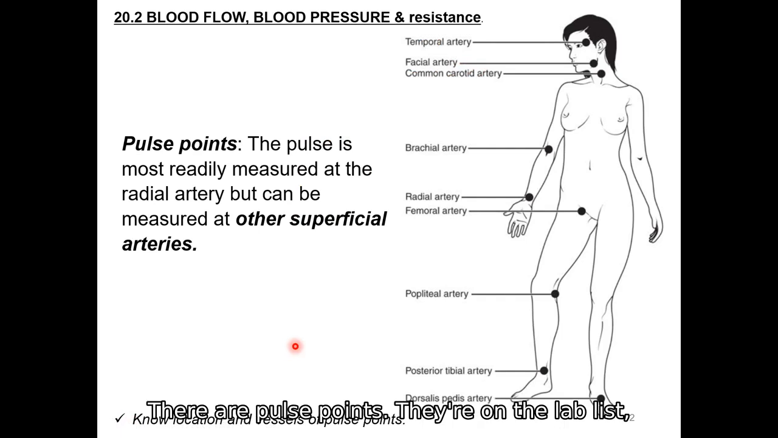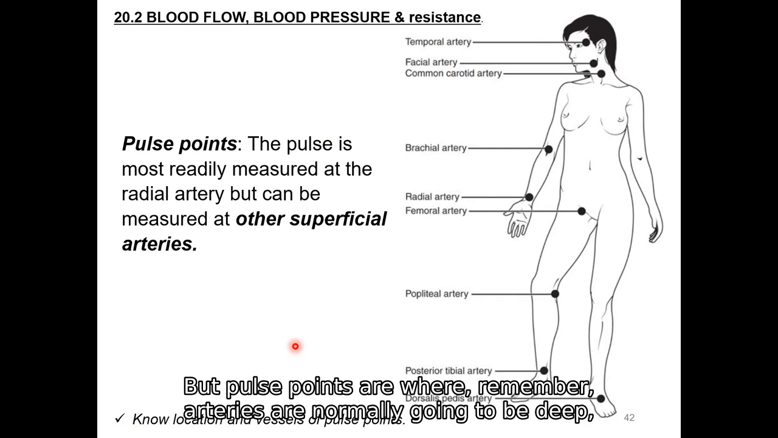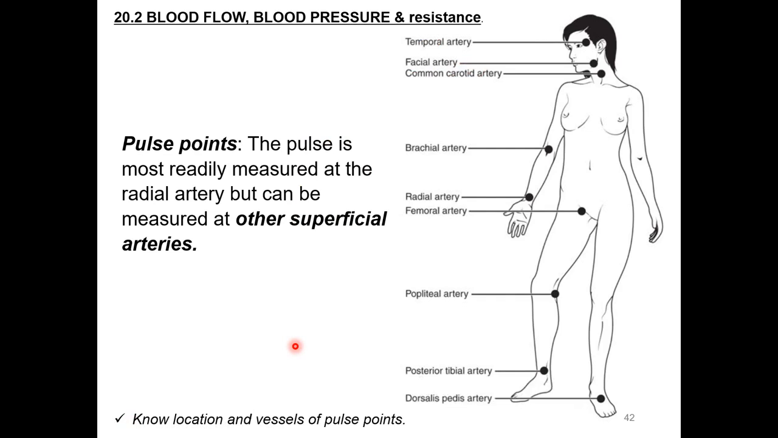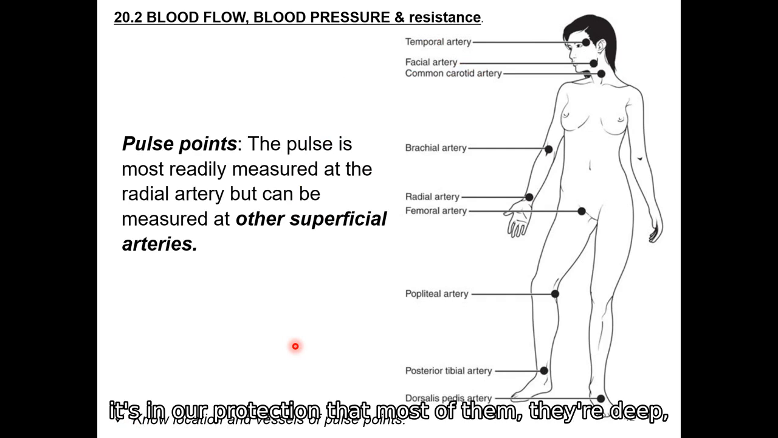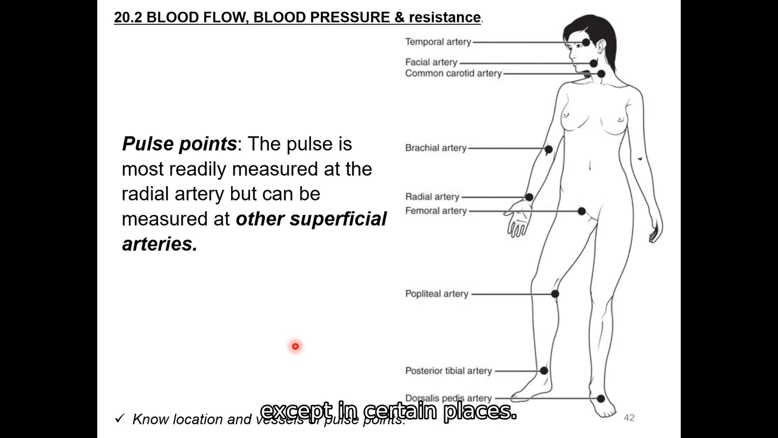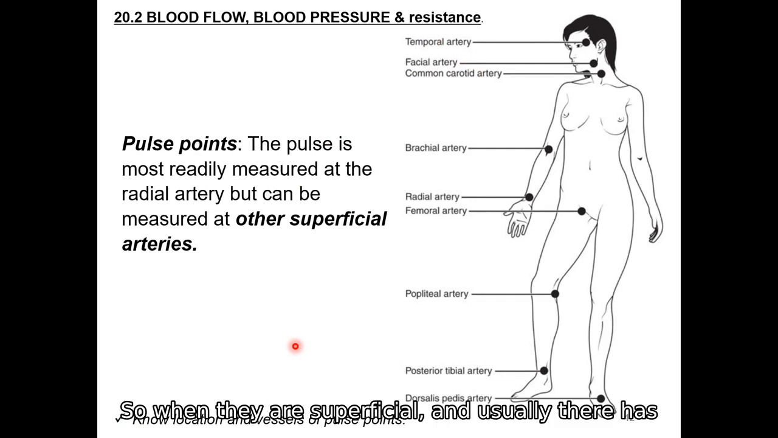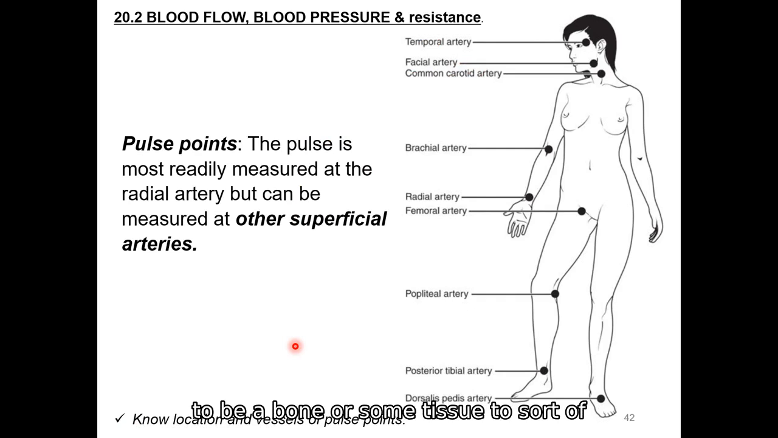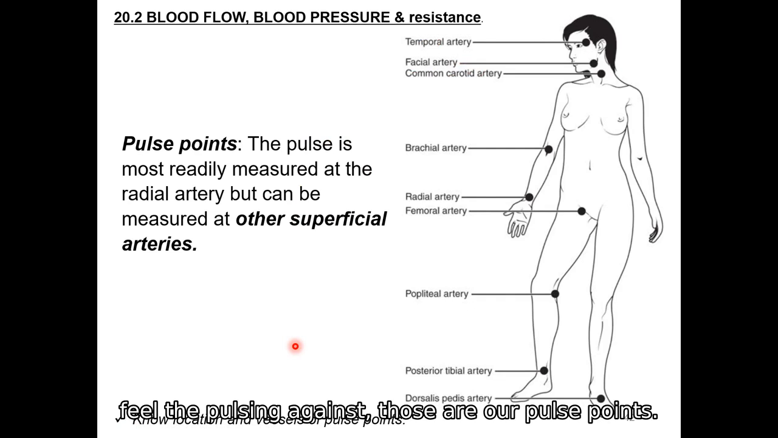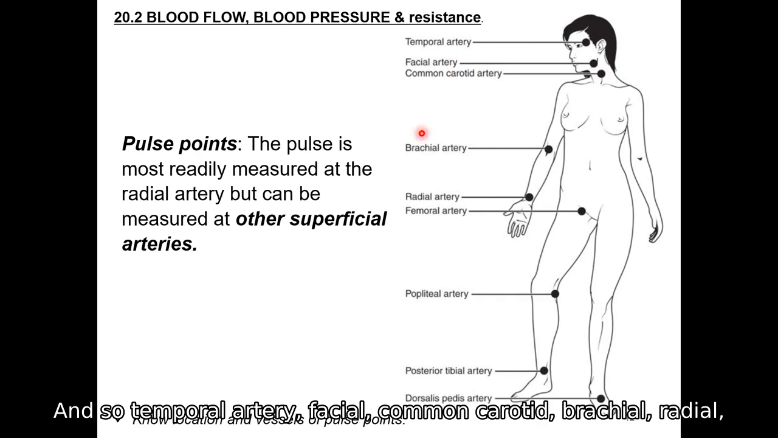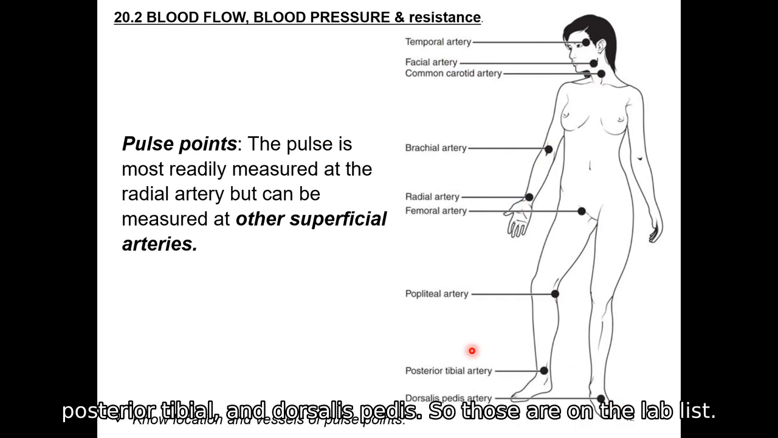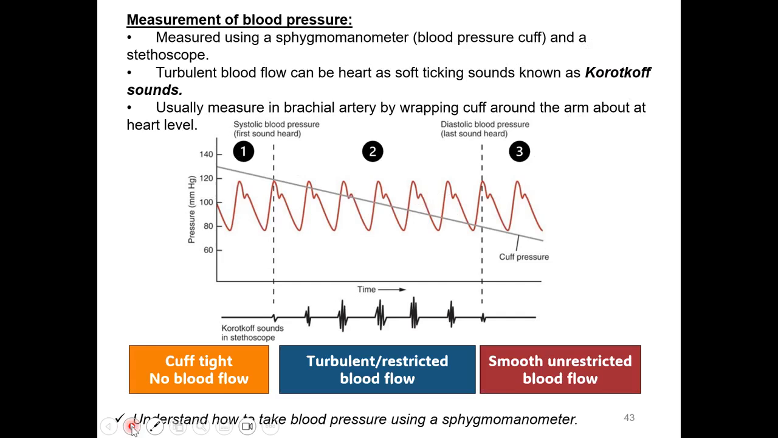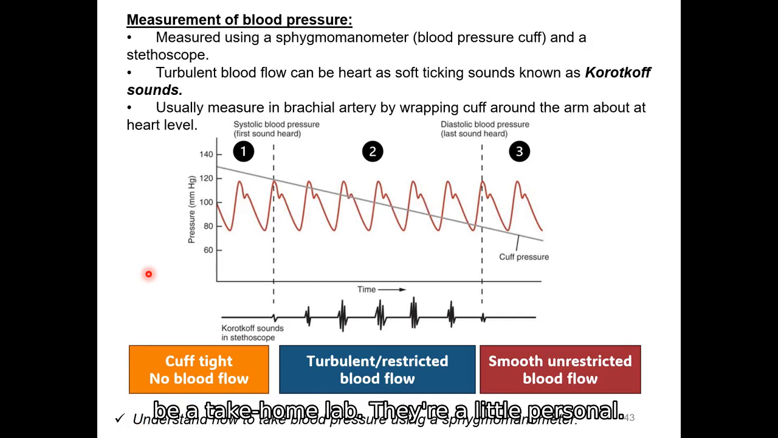There are pulse points. They're on the lab list, so when we flip to that, we'll look at that. Remember, arteries are normally going to be deep, because when they get cut, we get spurting, and so it's in our protection that most of them are deep, except in certain places. When they are superficial, and usually there has to be a bone or some tissue to feel the pulsing against, those are our pulse points. So temporal artery, facial, common carotid, brachial, radial, femoral, popliteal, posterior tibial, and dorsalis pedis. Those are on the lab list. We'll practice those. Some of those are going to be a take-home lab.